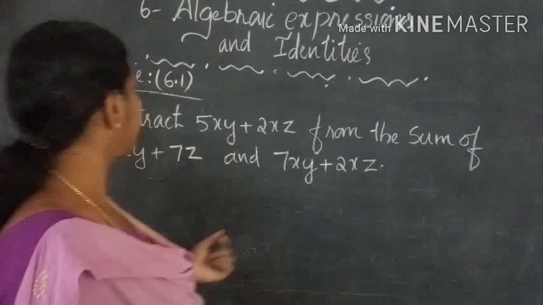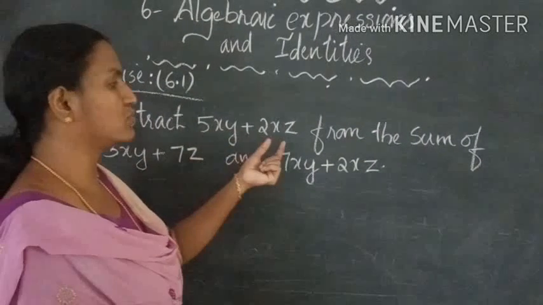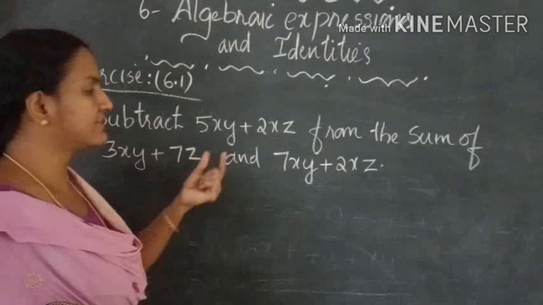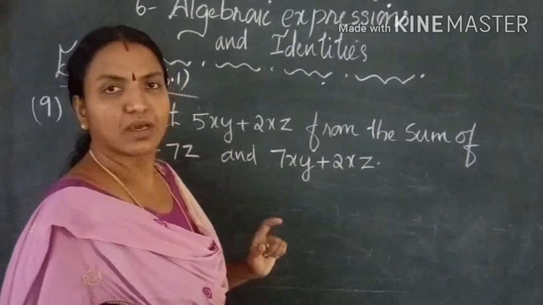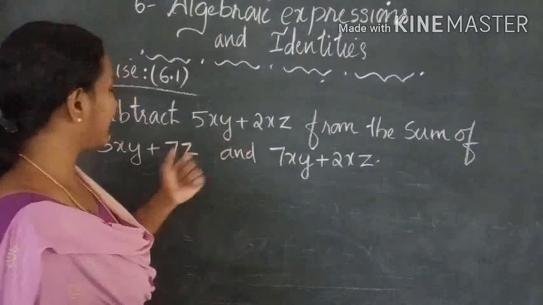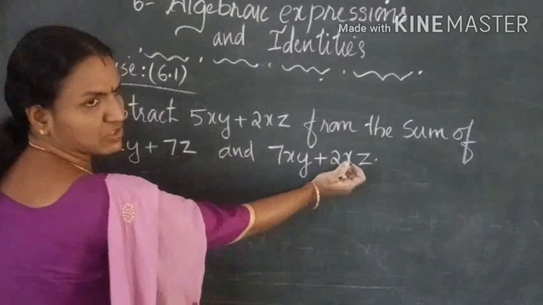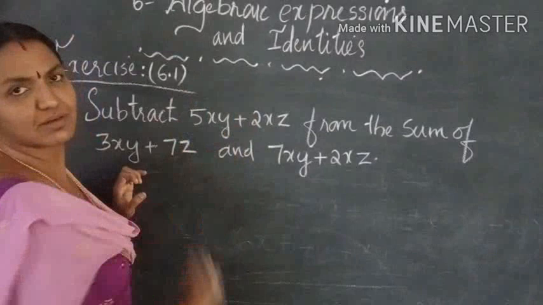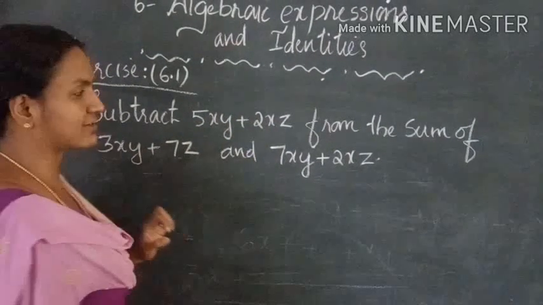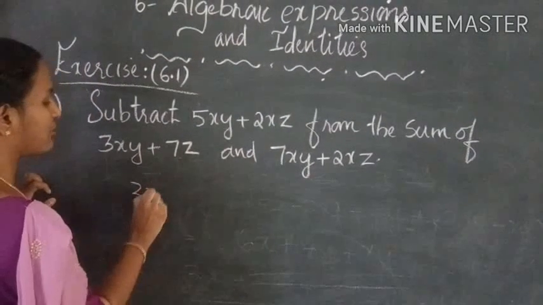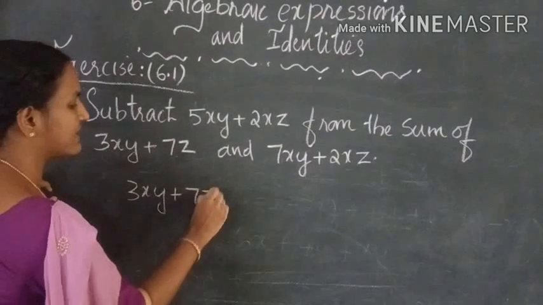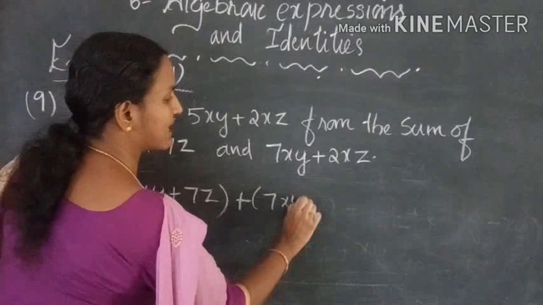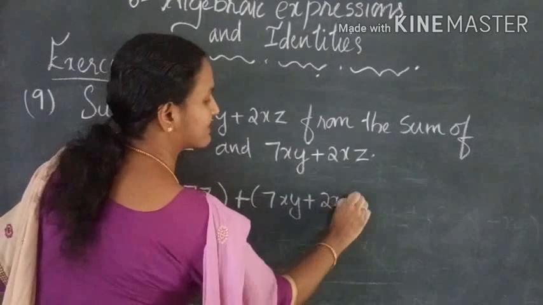Next question number 9. Subtract 5xy plus 2xz from the sum of 3xy plus 7z and 7xy plus 2xz. First we have to find out the sum of these two expressions. After that, subtract this expression from 5xy plus 2xz. First we have to add 3xy plus 7z plus 7xy plus 2xz.